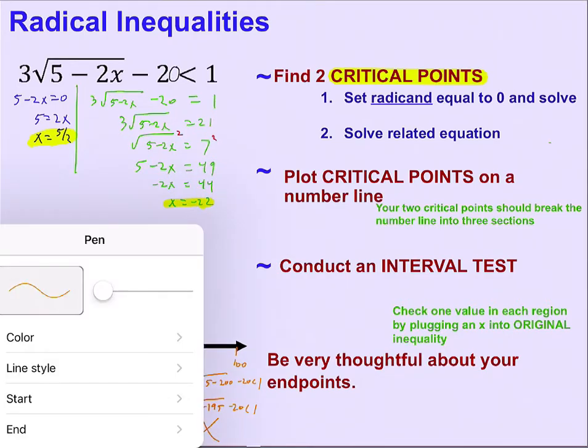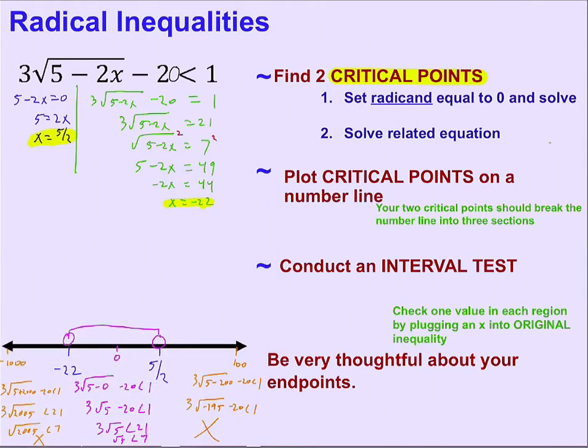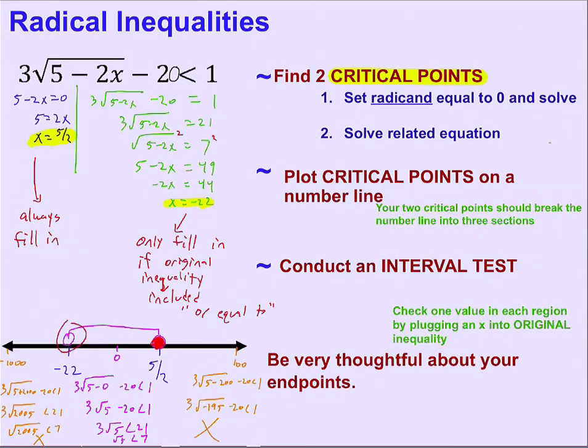With the square root, we've got two different decisions to make. One is from the critical point from the radicand being set equal to 0. For this one, we will always fill in the dot. And for the critical point that comes from the related equation, we will only include that in our solution if the original inequality included the or equal to. In this case, it did not include the or equal to, so we will leave this critical point open.